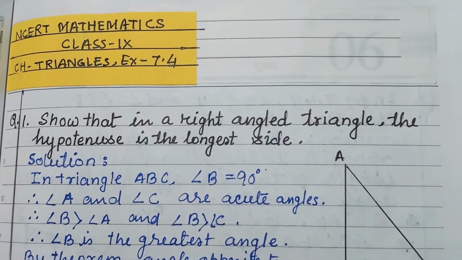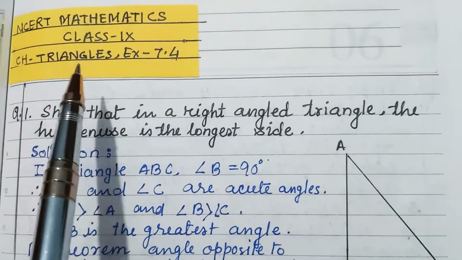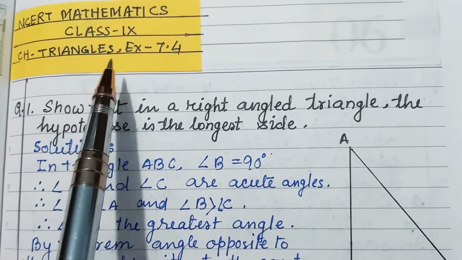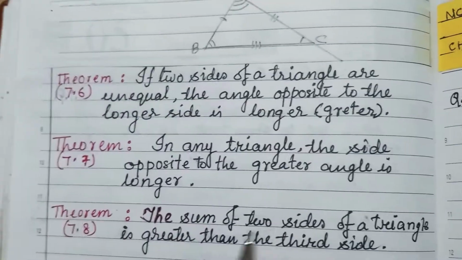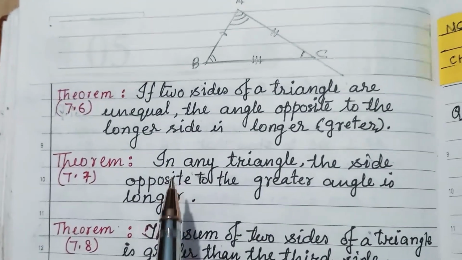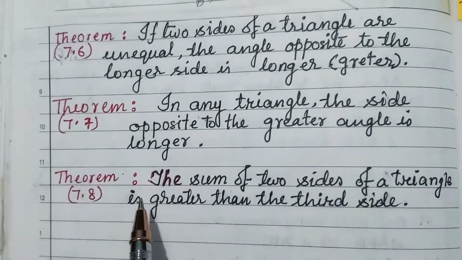Hello students. Now I am going to explain triangle exercise 7.4. The 7.4 chapter exercise is related to these three theorems.